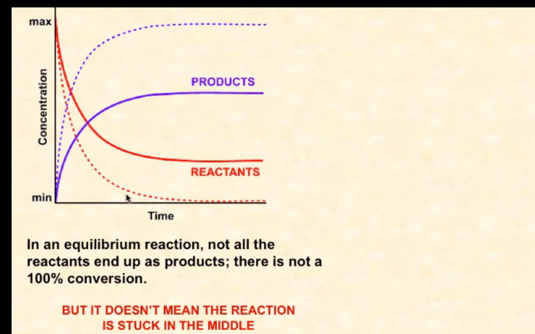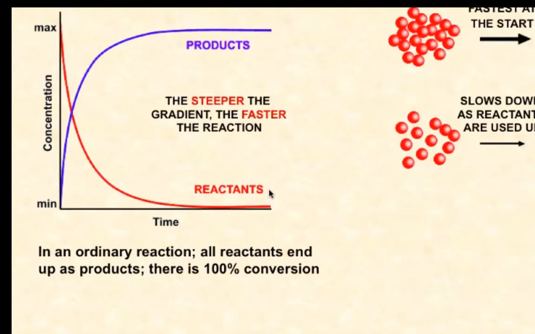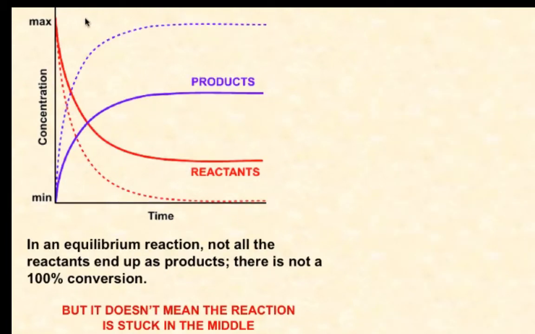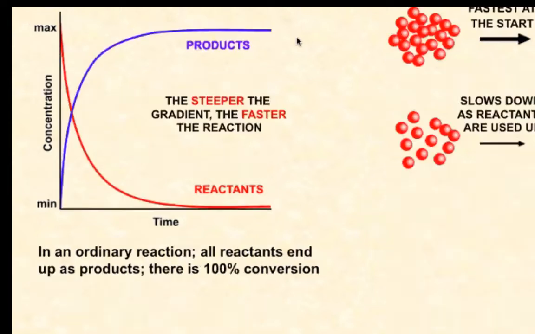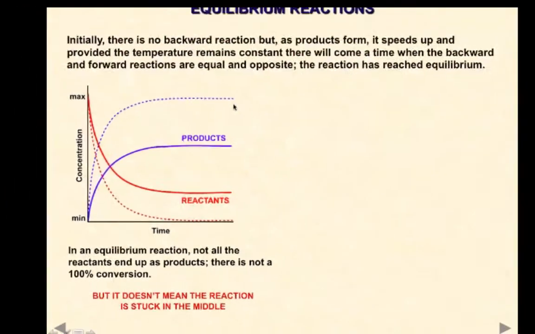Instead of doing this kind of thing that we had before, where the concentration of the reactants goes to zero, what we have instead is a situation where the concentration of reactants falls, but it doesn't quite go to zero. And the same with the products. We begin to get more products here, higher concentration of products, but we don't go to that maximum, that 100% conversion that we had before.